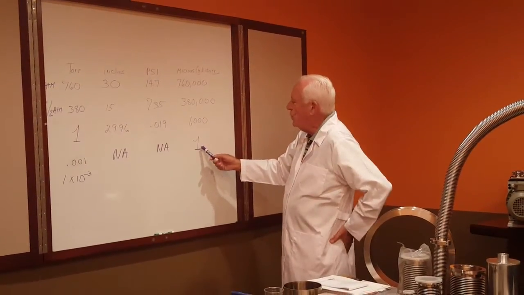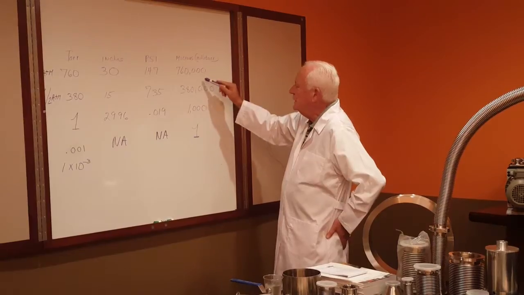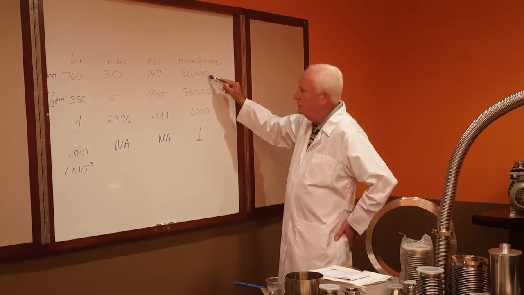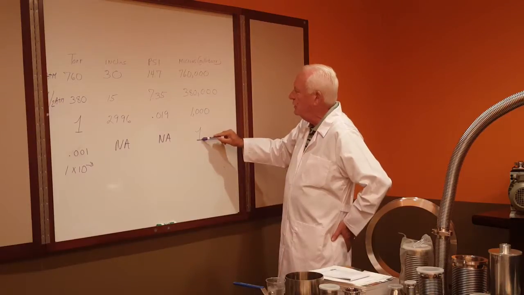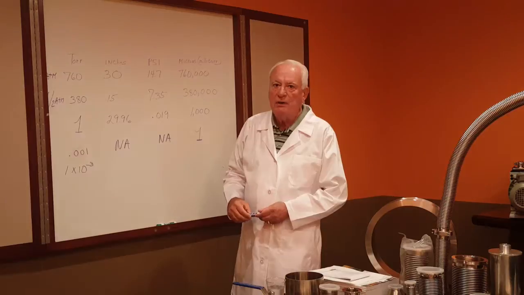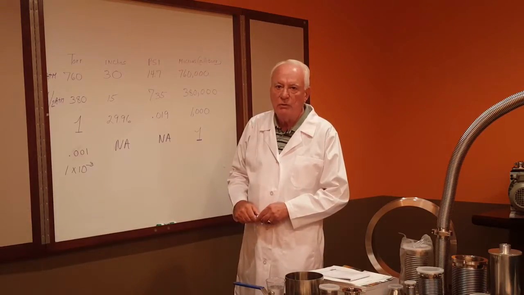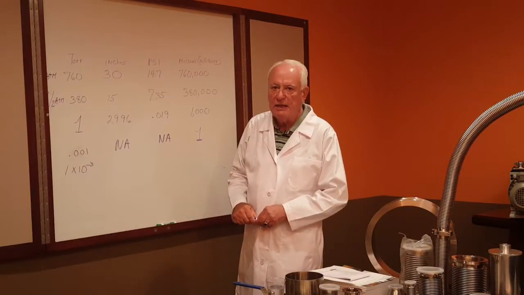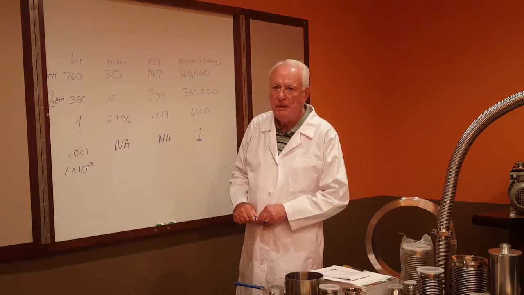So as you can see, 1 micron is 1/760,000th of an atmosphere. That is not an easy vacuum level to achieve, but with the technology over the recent years, it is readily available with 2-stage rotary vane pumps, piston pumps. These are the roughing pumps that can get you down to 1 micron.